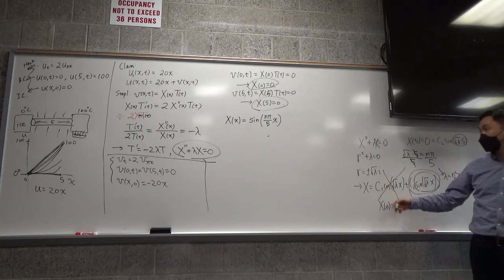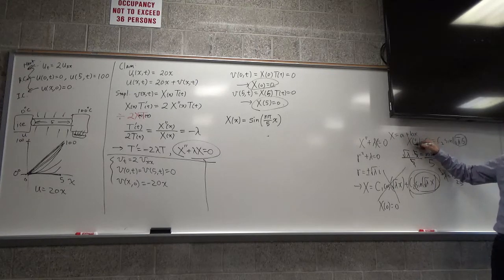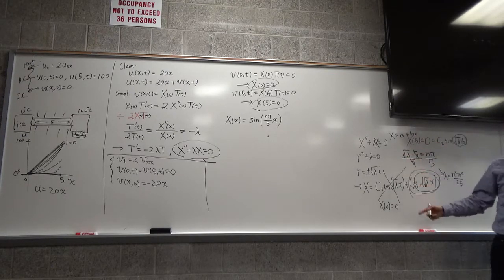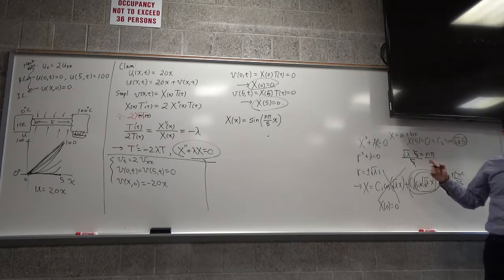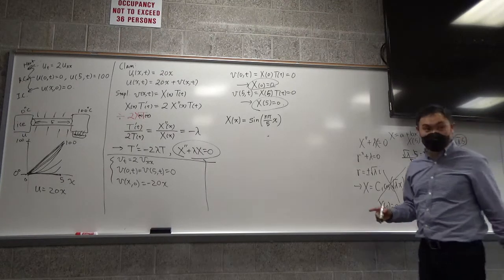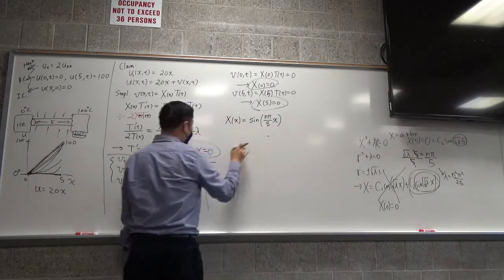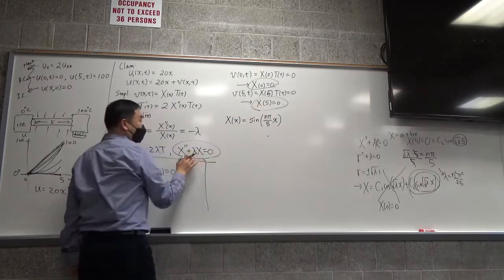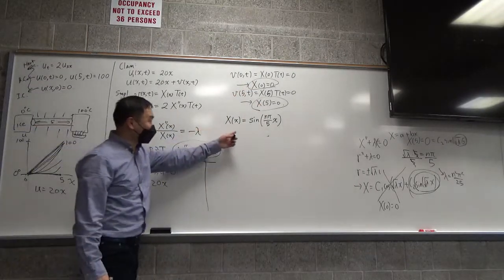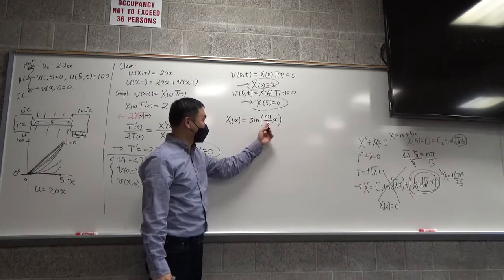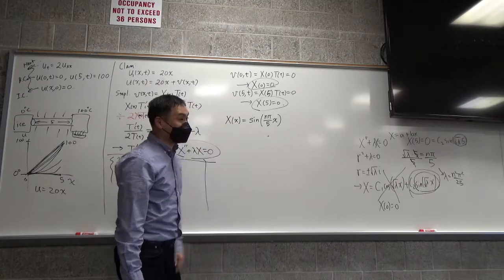If lambda is 0, you end up with x being a plus bx, and the two conditions force both a and b to be 0. So for the lambda equal to 0 case, you don't get a non-trivial solution. So the only way that you can get a non-trivial solution to these three conditions, this equation and these two boundary conditions, is if the function is some multiple of sine n pi over 5 times x. Okay? So that's our x of x.